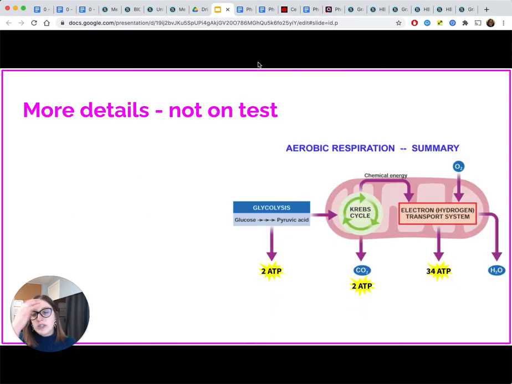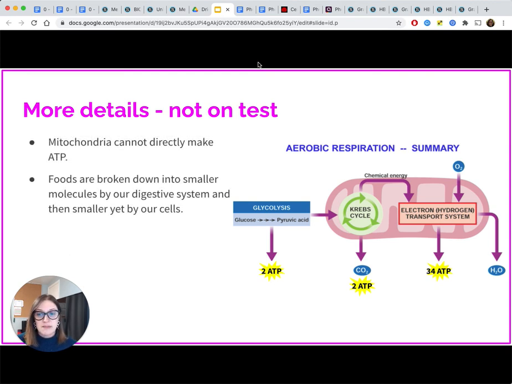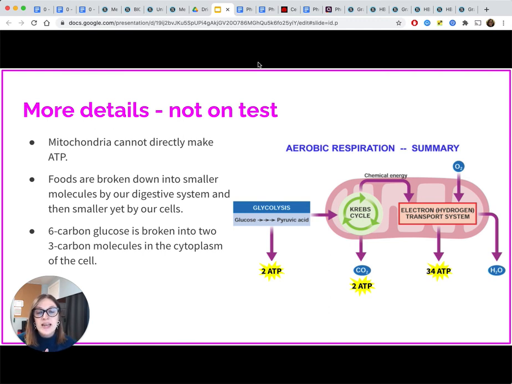So again, here's some more details in case you're curious. You'll learn this probably in a college level bio class. So mitochondria cannot directly make ATP. The process actually starts with digestion, where your food molecules are broken into smaller molecules by your digestive system in your stomach, and then even smaller yet within our cells. So you start with that 6-carbon glucose, that one molecule of glucose, and in the cytoplasm, the process of glycolysis occurs, which breaks that glucose molecule into 2 smaller molecules.